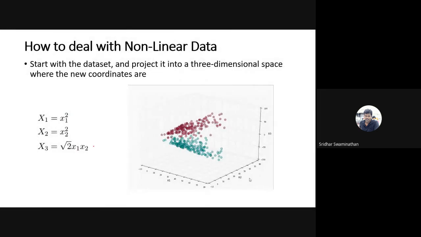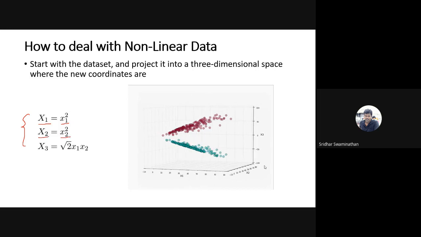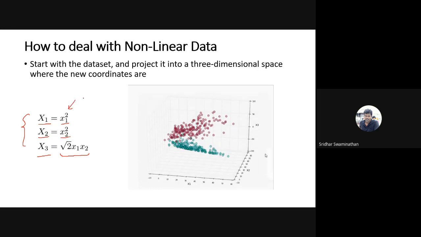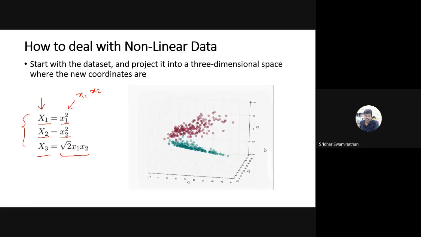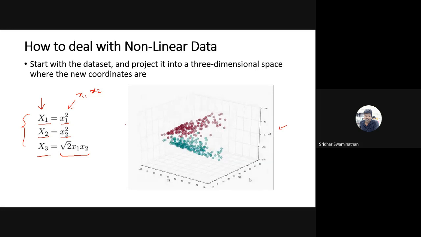So those were the original dimensions. Now we are actually projecting the same data into 3 different dimensions. You simulate x1 square as x1, x2 square as x2, and then root of 2 x1 x2 as x3. And if you do this transformation, you are not now dealing with x1 and x2, you are dealing with the 3 new dimensions. And if you project all the data samples in the 3 new dimensions, now we have a clear separation. It's the same data projected in a different dimension.